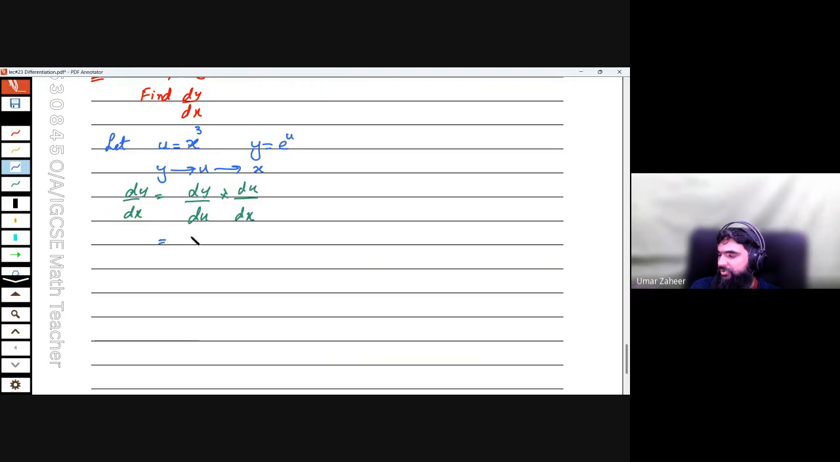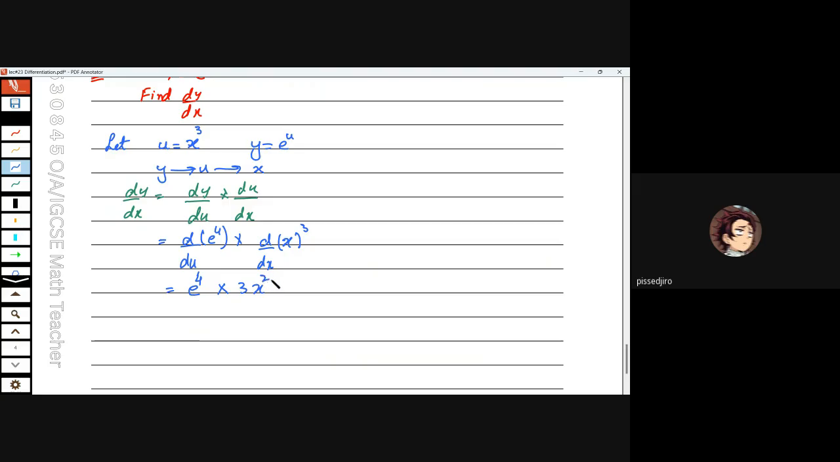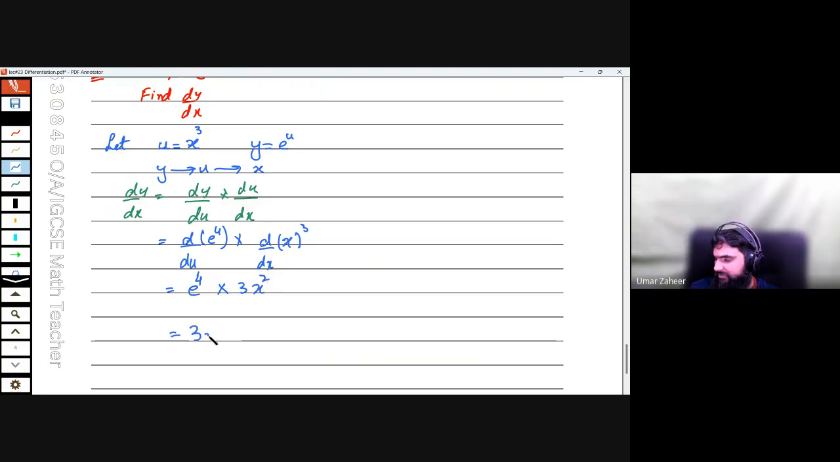Now we have to differentiate it, d over du. The value of y is e power u, d over dx. The value of u is x cubed. All right, take the differentiation, e power something always stays exactly as it is. x cubed, take the power to the start, subtract one from the power, 3x squared. So you will get the final answer 3x squared e power x cubed.